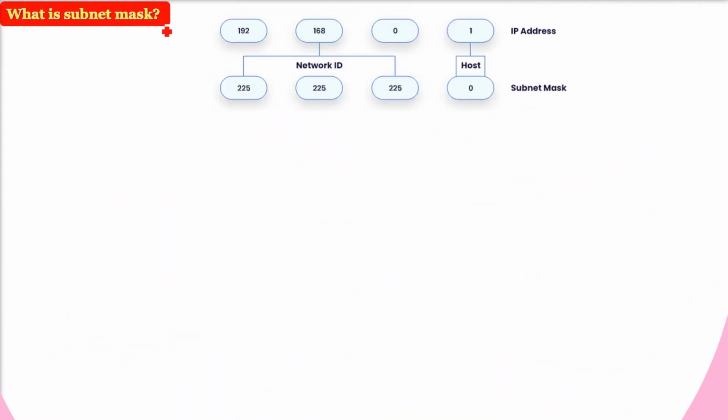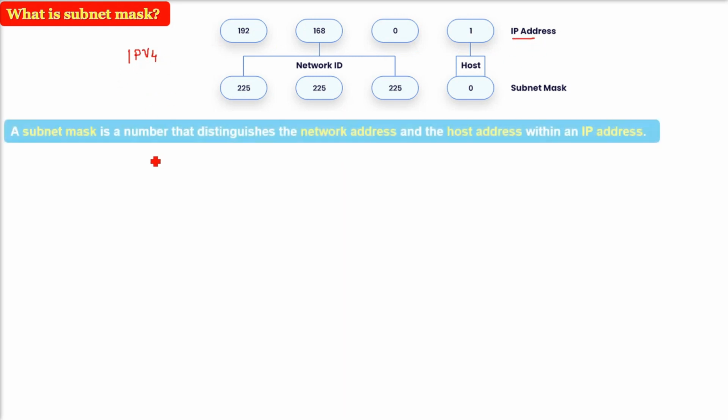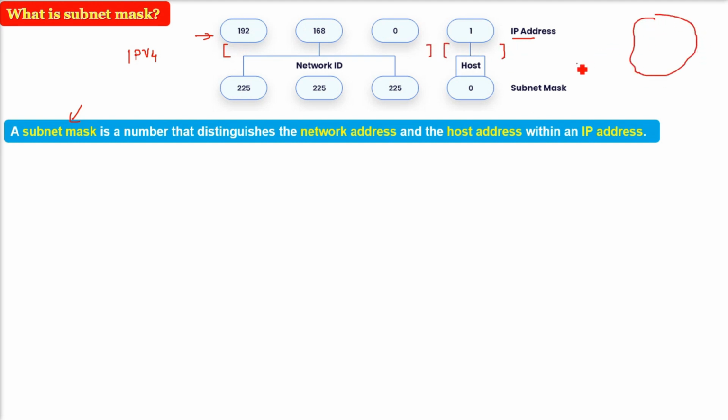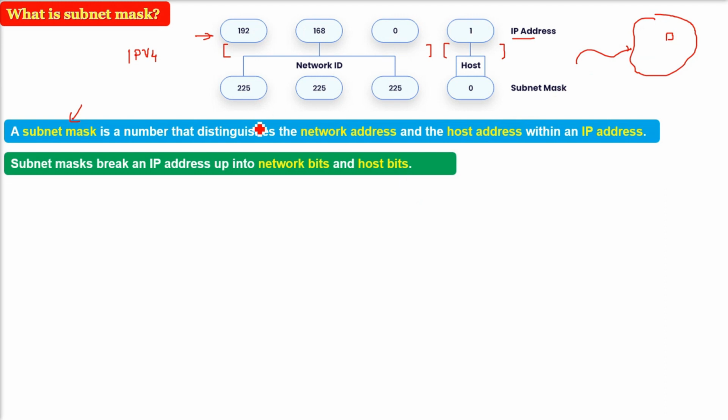What is a subnet mask? This all starts with the IP addressing scheme, Internet Protocol version 4 and version 6. The subnet mask is that number. This is also a 32-bit number that distinguishes. So this is the whole IP address. This subnet mask distinguishes between the network address and the host address, that is, which is the computing system or computer you are talking about.